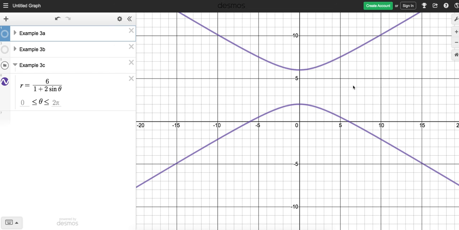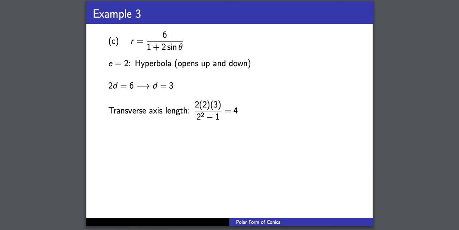Our conjugate axis length is going to go left and right, and it's the same process, but instead of the denominator of 3, it's the square root of 3, and just rationalize. 12 over the square root of 3 simplifies to 4 times the square root of 3 for our conjugate axis length.